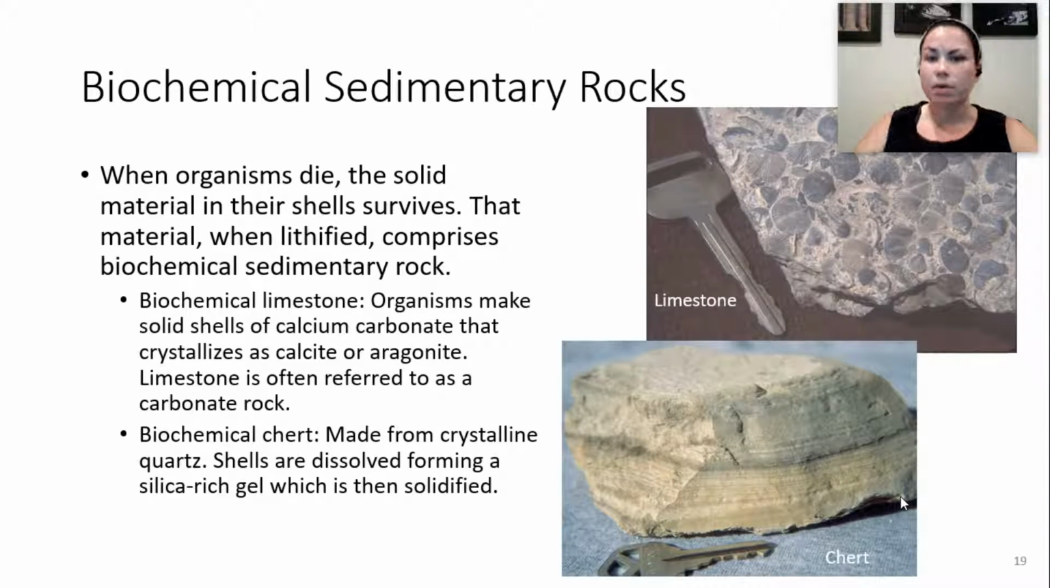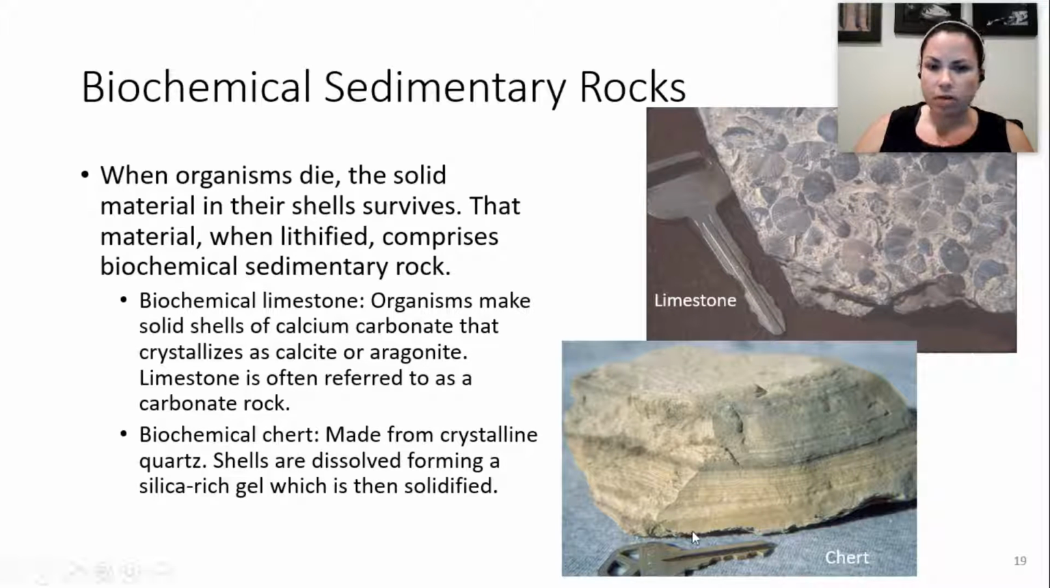Okay, so let's talk about biochemical sedimentary rocks. When organisms die, the solid material in their shell survives, and that material then is lithified, and it comprises what we call a biochemical sedimentary rock. So in the top right, here's a picture of a biochemical limestone. You can see these little shells right here. These organisms make solid shells of calcium carbonate that then crystallize as calcite or aragonite. And limestone is often referred to as a carbonate rock. So when we talk about depositional systems, we talk about carbonates. And so a limestone is typically called a carbonate rock.